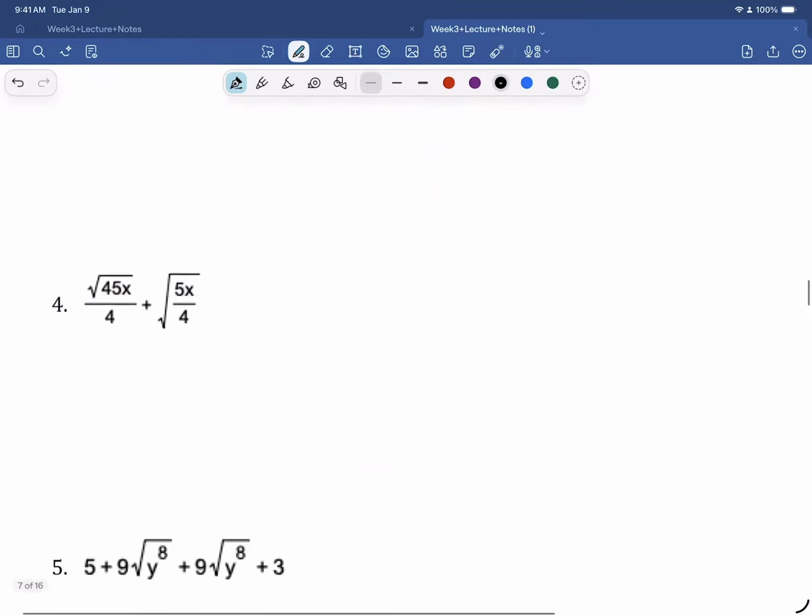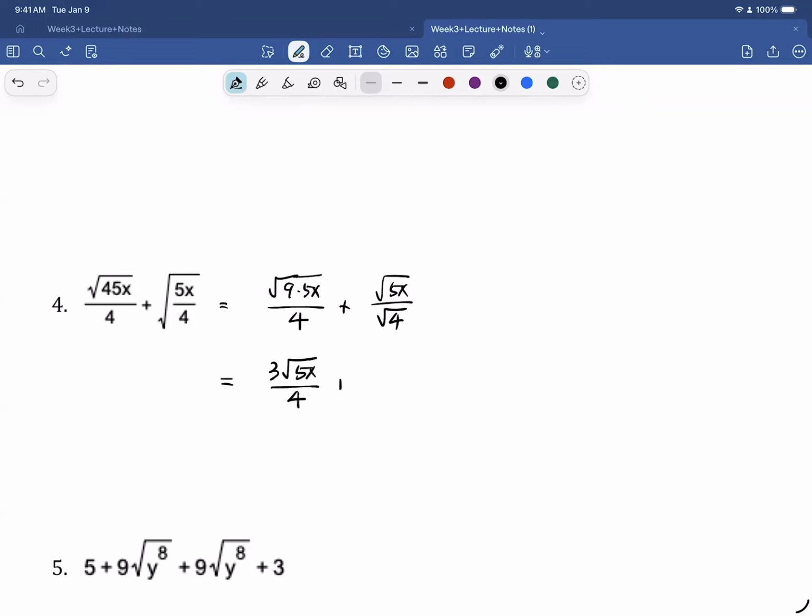All right, number 4. So the square root of 45. So this one, square root of 45, 9 times 5x, right? Yeah. And then over 4. And then plus square root of 5x, and then square root of 4. We can split it up. So that's why this is 3 square root of 5x over 4. And then this is square root of 5x over 2, right? Because this one is the 3, and then that one is the 2, right?